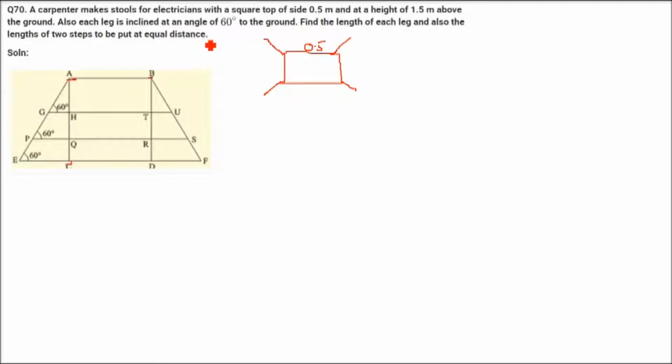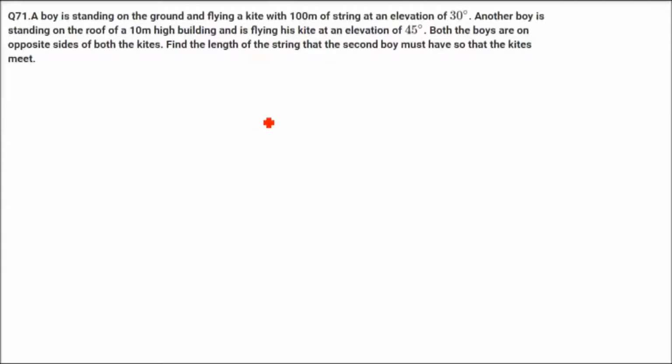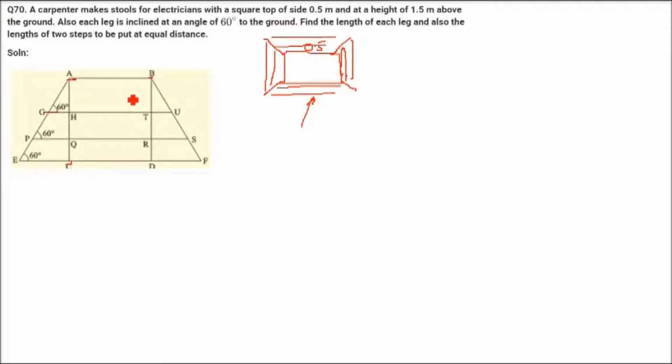And also the legs of 2 steps to be put at an equal distance. So we have to put some legs here, 1 leg, 2 leg, 1 leg, 2 leg, 1 leg, 2 leg. So this is how, if you see from here, it will be seen like this. So we have to find out this length. So this length whole and this length we have to find out. So what are we going to do?